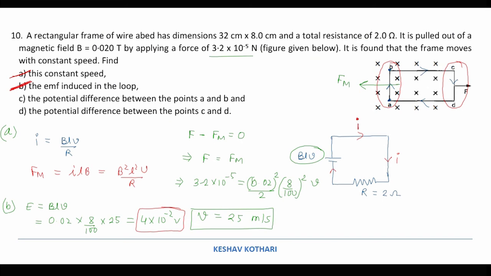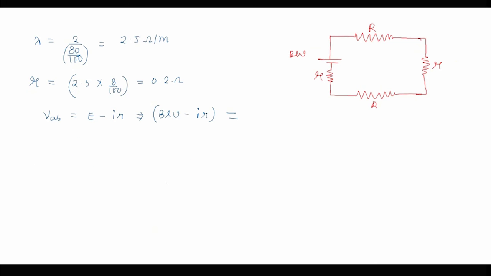So the value of BLV which we have calculated is equal to 4 into 10 to the power minus 2, minus the current into resistance small r, which is 0.2. From here we calculate the value, which is obtained as 3.6 into 10 to the power minus 2 volt.